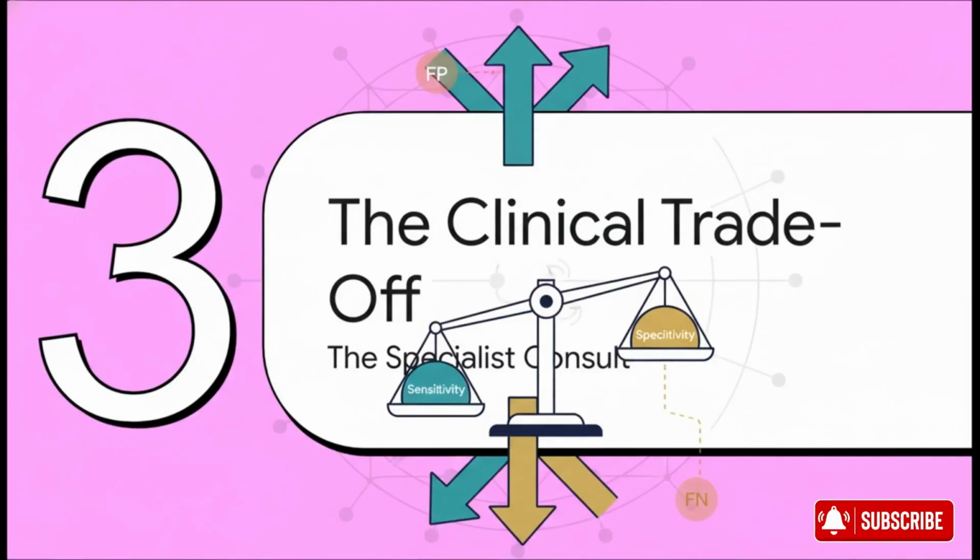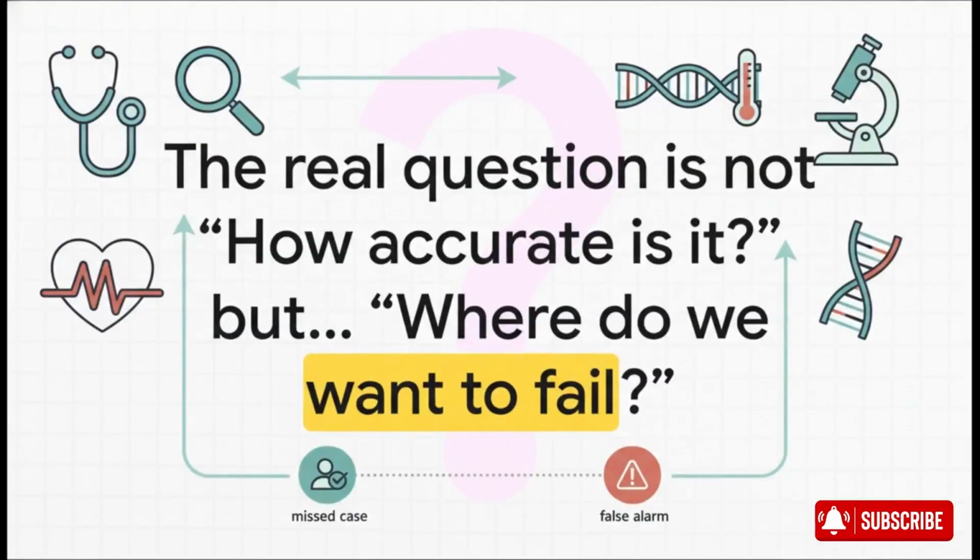This brings us to what I like to call the specialist consult. Because here's the thing, sensitivity and specificity are almost always in a delicate balance. If you try to improve one, you often end up sacrificing some of the other. And this isn't some technical problem for an engineer to solve. It's a clinical judgment that we have to make. And that leads us to a much more profound question than just how accurate is it? The real question we have to ask when we implement an AI tool is this: where are we willing to fail? Are we more willing to accept a false alarm, or are we more willing to accept a missed case? And the answer depends entirely on the clinical context.